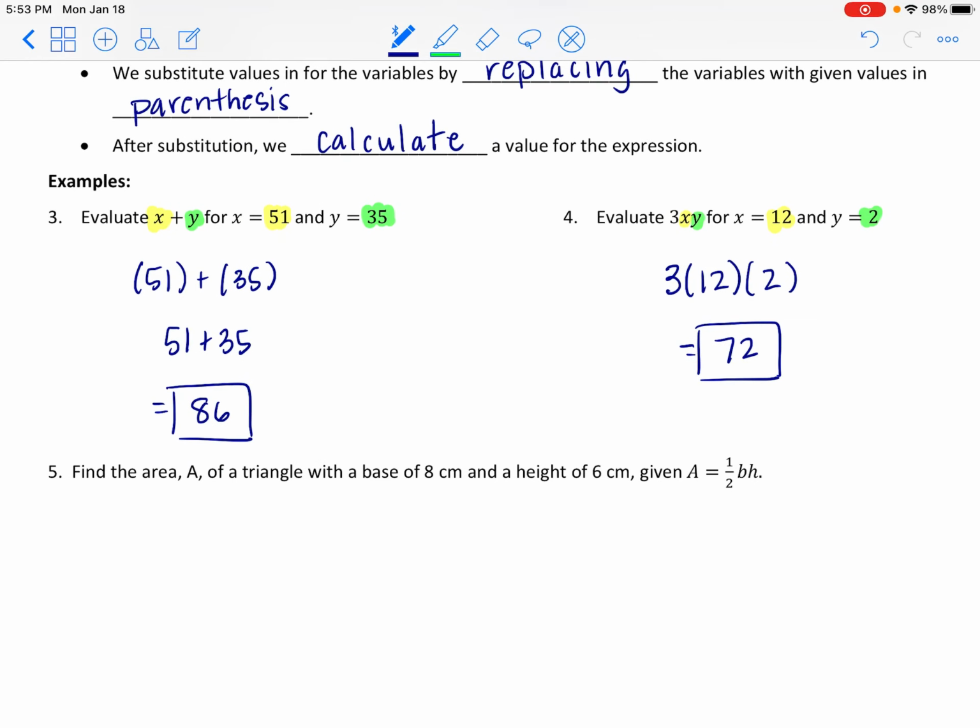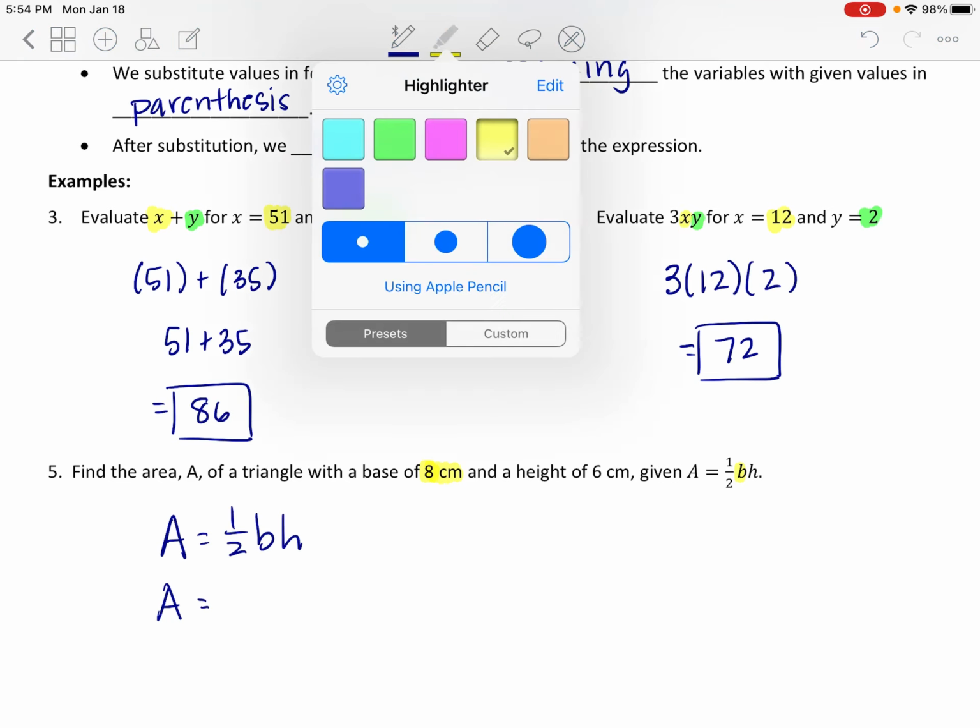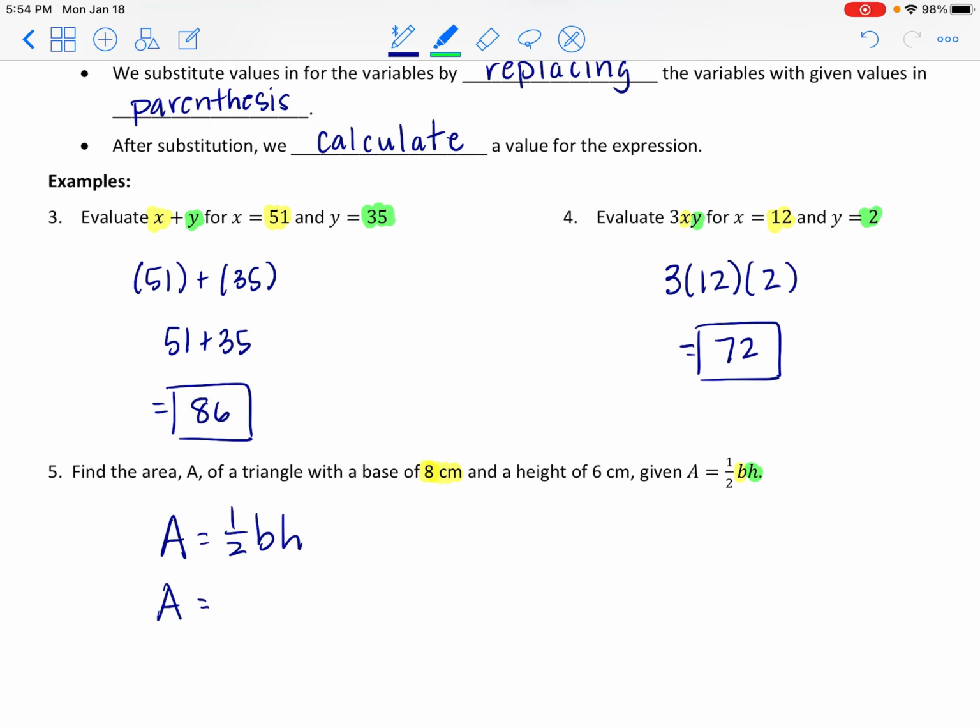You may see an evaluation problem like this, the same concept here. It says, find the area A of a triangle with a base of 8 centimeters and a height of 6 centimeters, given that A equals 1/2 times base times height. So if you didn't know, to find the area of a triangle, we multiply 1/2 times base times height. So in this case, it says to find A when we know that the base is 8 and the height is 6. So we're going to be replacing the base B with its value, which is 8 centimeters, and then we're going to be replacing the height H with its value, which is 6 centimeters.